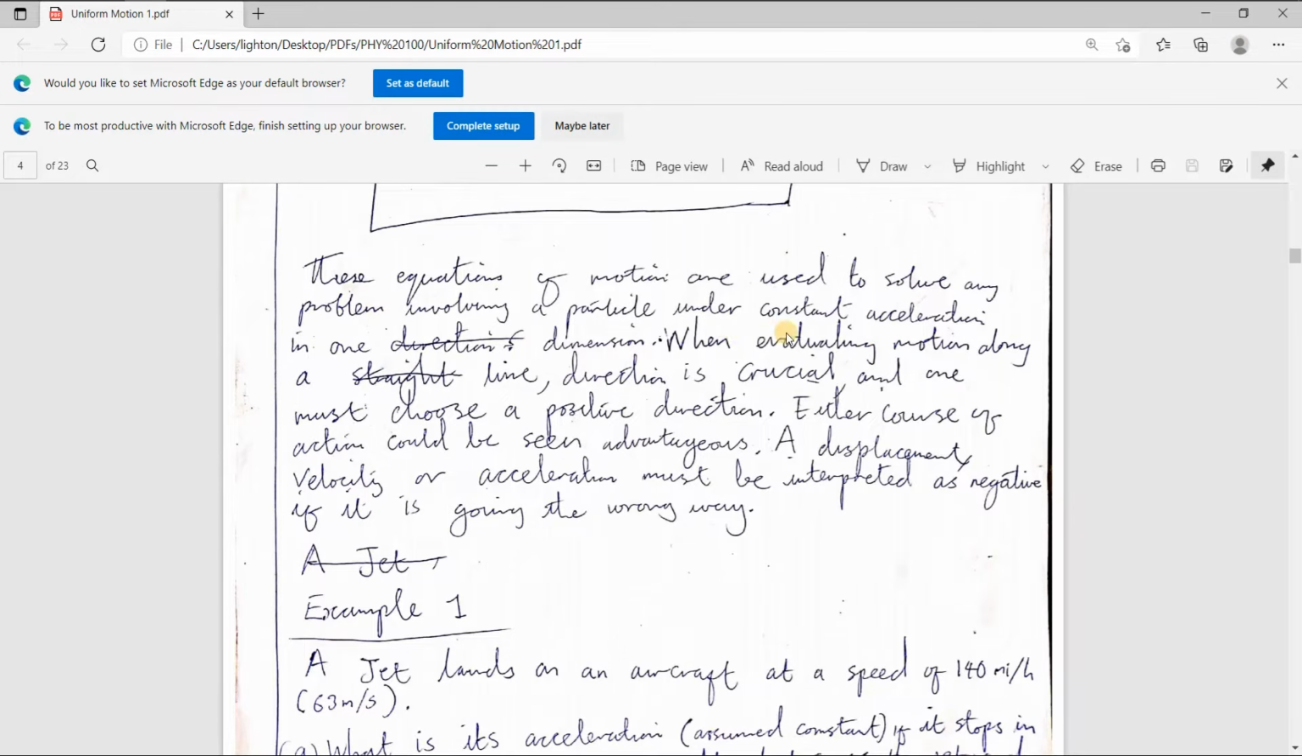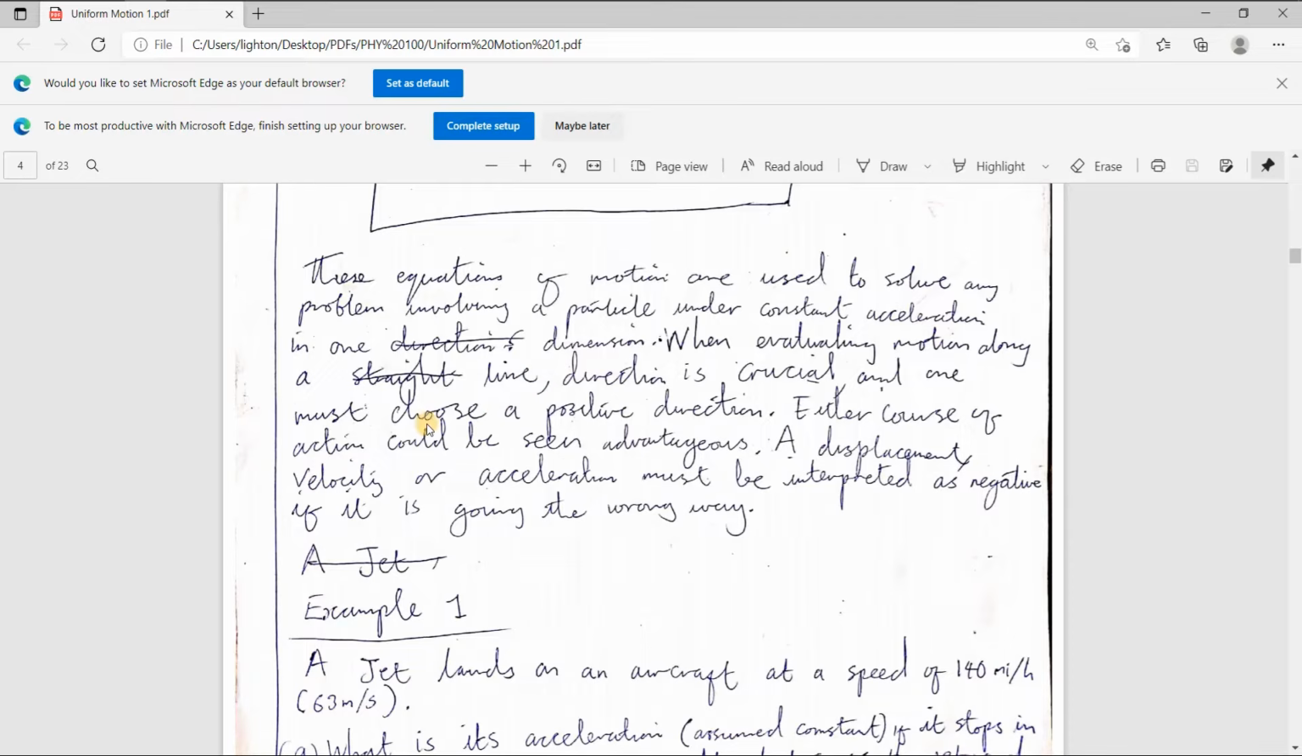Now, when evaluating motion along a straight line, direction is crucial, and one must choose a positive direction. So you must choose a positive direction when you're working out these problems. You must choose which direction will be positive and which one will be negative.